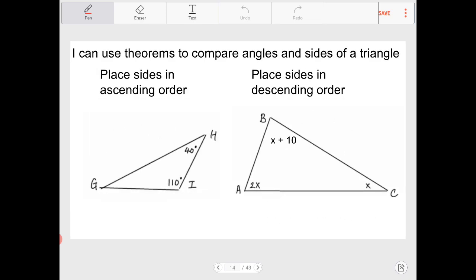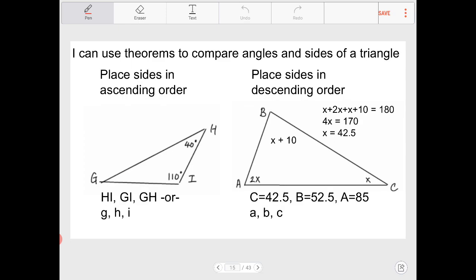We're going to try and figure out what side lengths are in ascending order. Again, pause the video for a moment. So in ascending order, we can tell that this angle over here should be 30 degrees because the sum of all the angles in the triangle should be 180. Therefore, HI will be the shortest length, followed by GI, followed by GH.